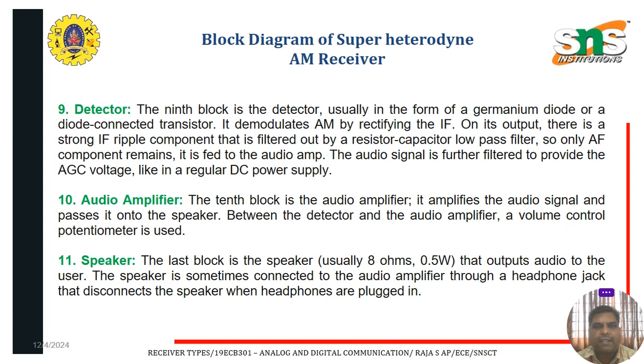The 10th block is the audio amplifier. It amplifies the audio signal and passes it on to a speaker. Between the detector and the audio amplifier, a volume control potentiometer is used. So by using this volume control potentiometer, we can adjust the volume of the speaker from the audio signal.